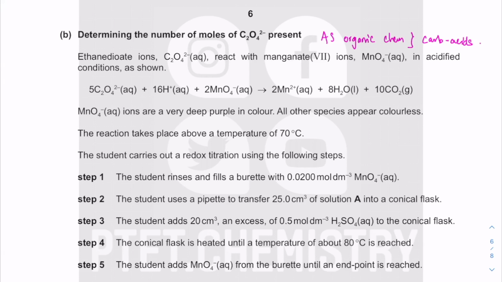Don't believe me? You can check it out and convince yourself that Cambridge does not lie to you, and when it comes out, if you don't cover your syllabus, you cannot blame Cambridge at all. MnO4⁻ ions are very deep purple in color, very dark and intense. Every other thing appears colorless in comparison with this intensely colored solution of manganese(VII). That's why it's called manganese(VII) ions.